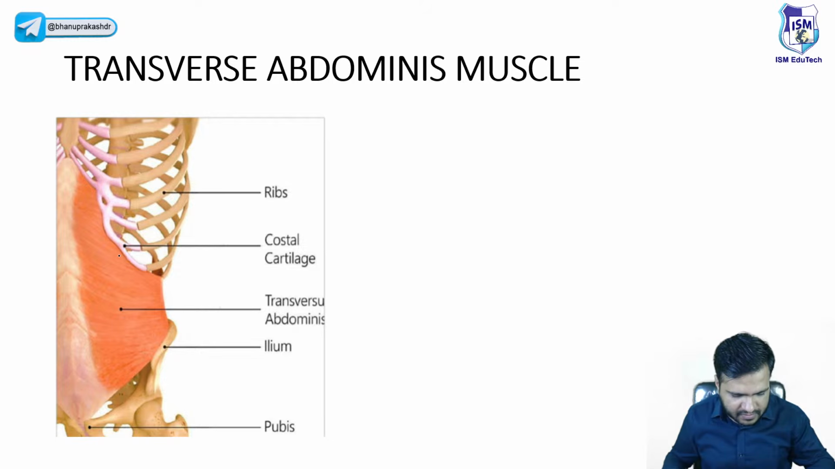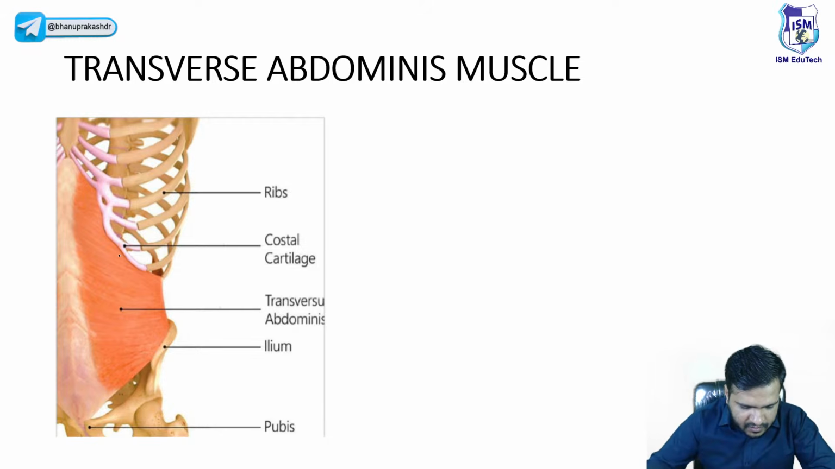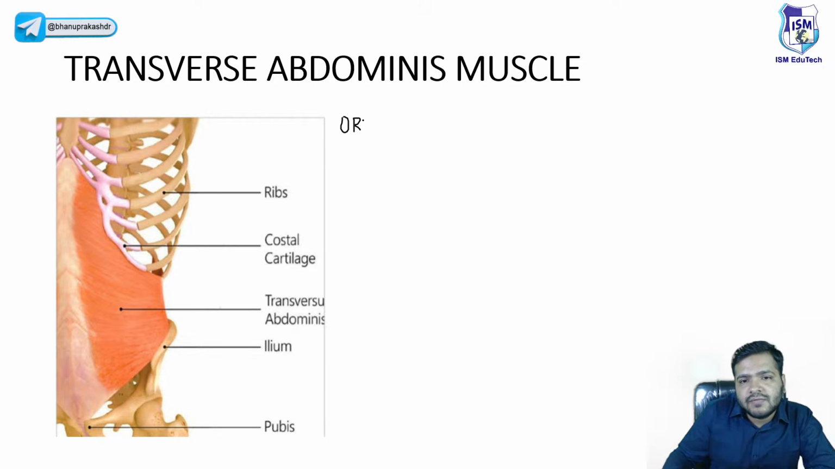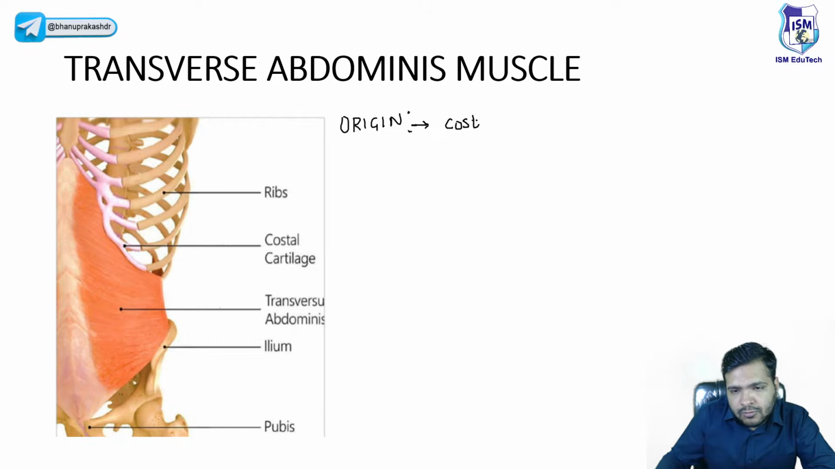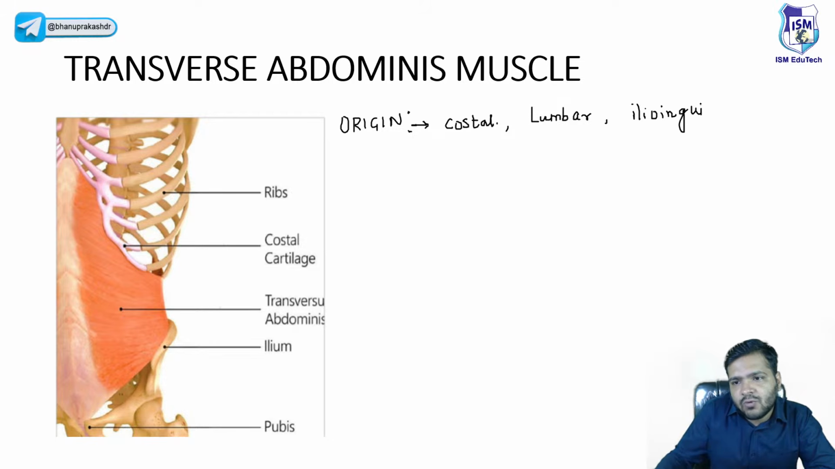Transverse abdominis muscle. So yes, coming on to the origin of the transverse abdominis muscle, remember beta, the origins are three: costal, lumbar and ilioinguinal. The inguinal canal and related things I will explain in full detail tomorrow. I'll teach you everything in detail, so no need to worry about that.